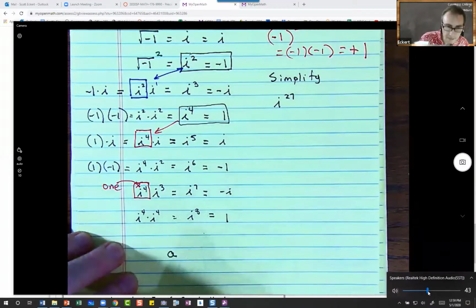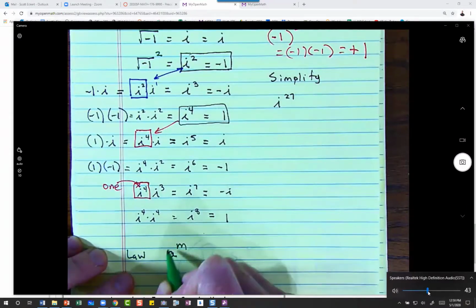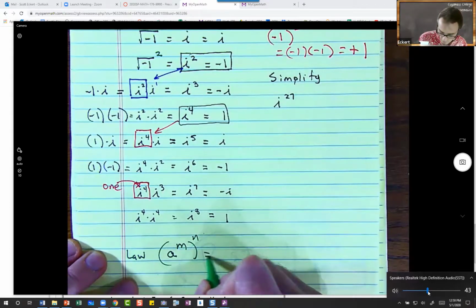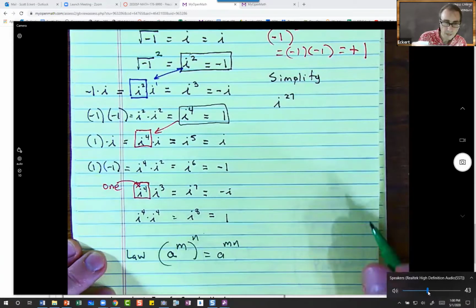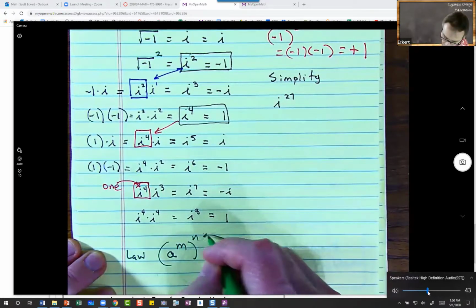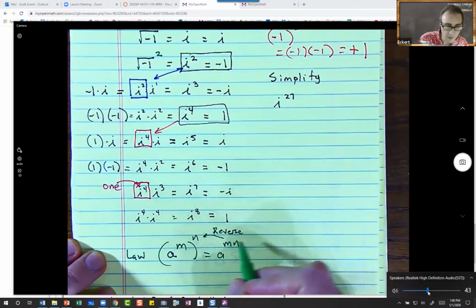If you have a base with a power and another power, you multiply the powers. Well, if you take this multiplication of powers, you can do this in reverse, if you factor the powers.